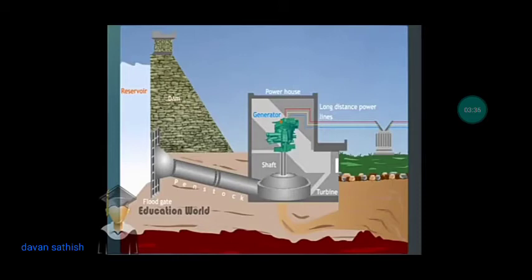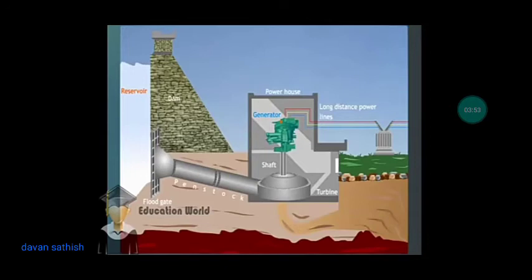It is coupled with the same kind of generator as in a thermal power plant. Once the generator starts rotating, it automatically produces electricity. That electricity is stepped up by the transformer and can be sent to our homes.